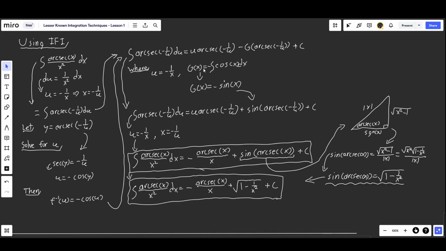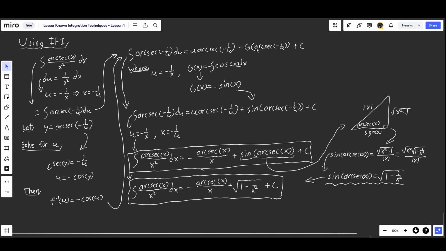g of x is going to be equal to the indefinite integral of the inverse of the integrand, which is just negative cosine of u, except I'm rewriting u as x because it's arbitrary at this point. So g of x will be equal to the indefinite integral of negative cosine of x with respect to x, which is just going to be equal to negative sine of x.